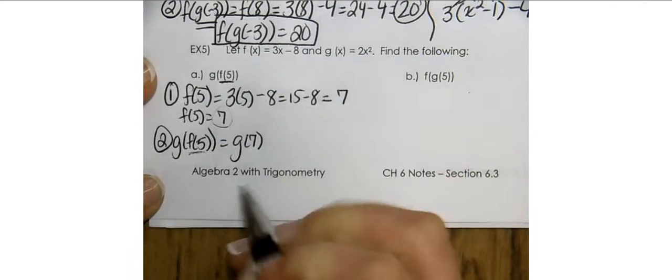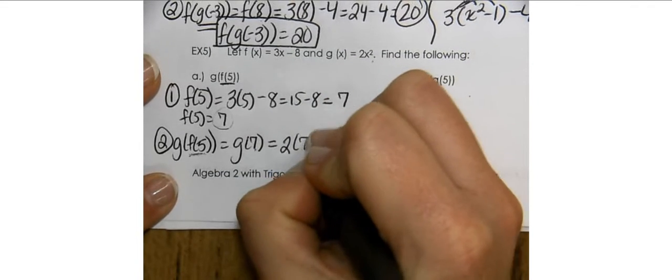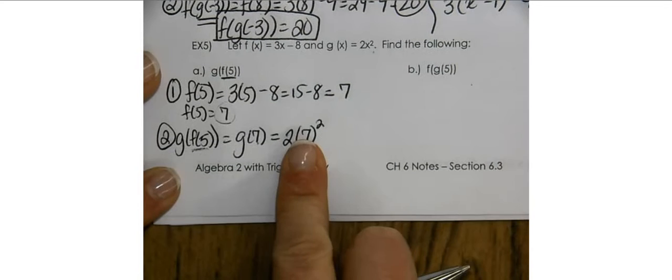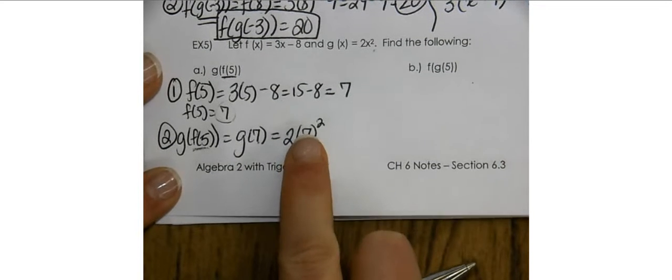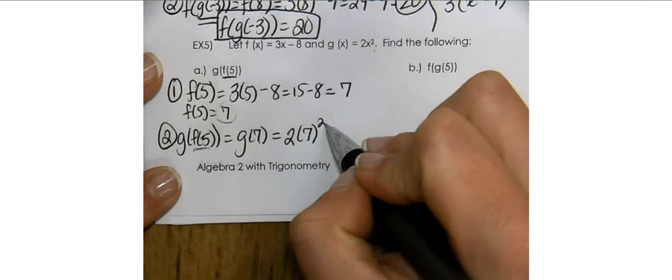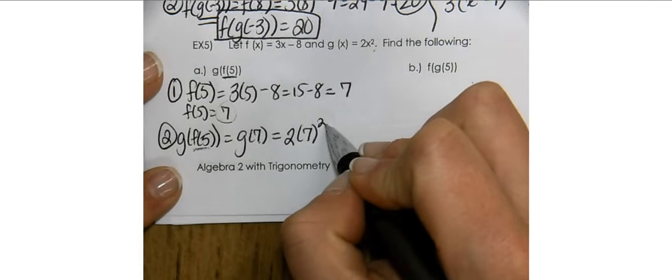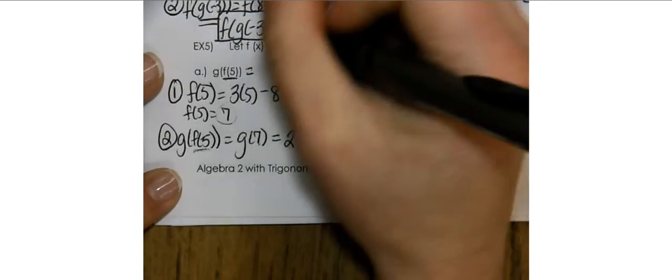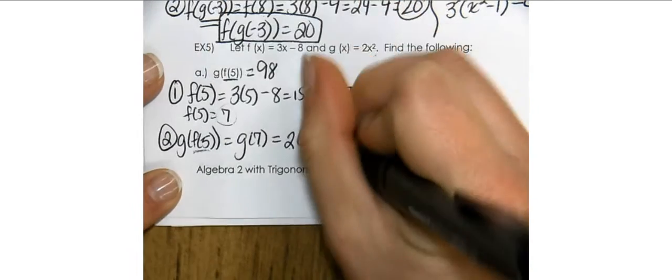And now I'm going to substitute 7 into my g function. So that's going to be equal to 2 times 7 squared. Please be careful. Do not make that 14 squared. We have to follow the order of operations that says that we have to do the exponents first. So 7 squared is 49, and 49 times 2 is 98. So that means that g of f of 5 is equal to 98. That is our final number.